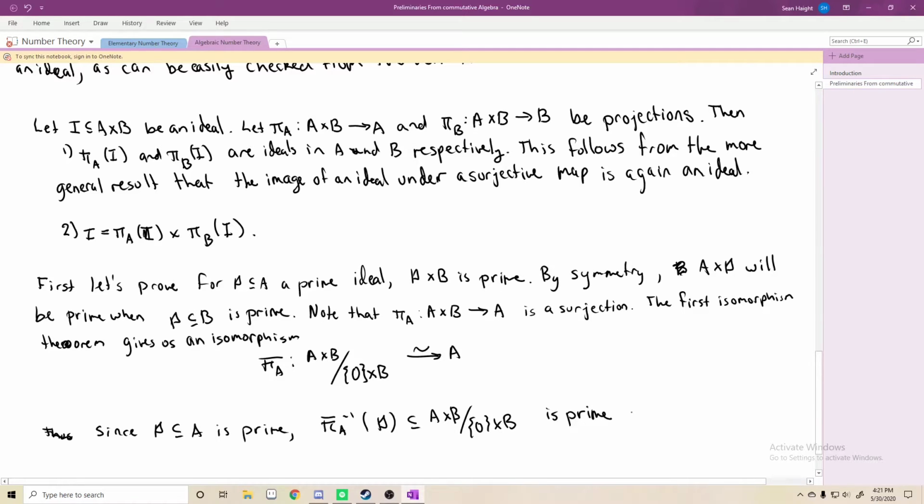And so the corresponding ideal in A cross B, which is exactly P cross B, is prime as well by the correspondence theorem.